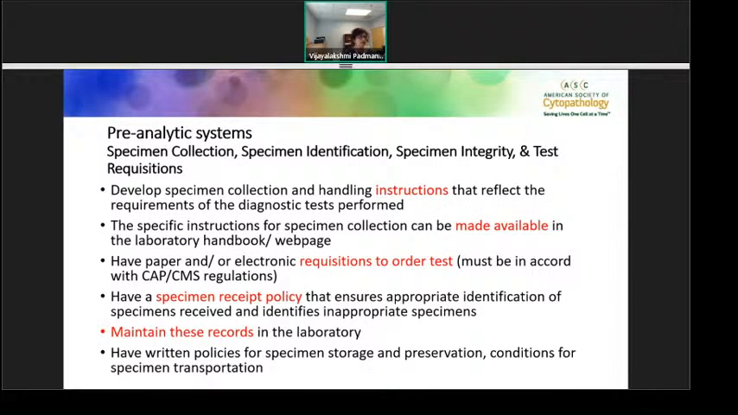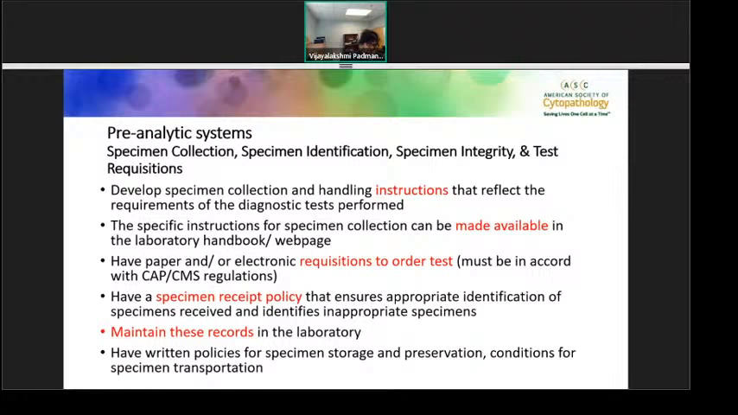So, the lab really must have a written set of instructions as to how the diagnostic tests are performed and, you have to give your clinician how to collect the specimen, for example. So most labs have a handbook or a web page the clinician can link to. Almost every lab has either electronic or paper requisitions to order the test. And you have to have some sort of a receipt policy which says that the specimen was received in the lab and the identifiers, and it was properly identified, or whatever your lab policy may be.